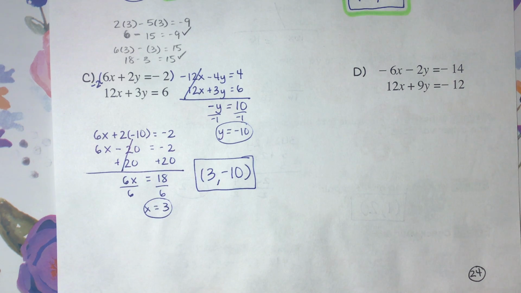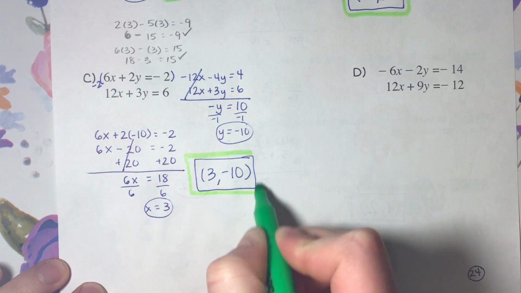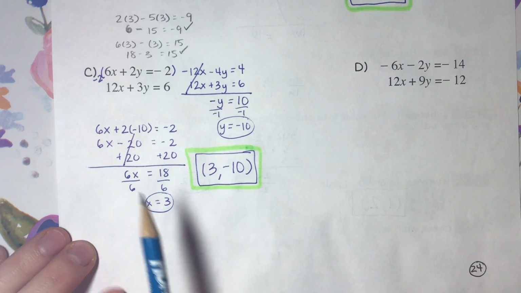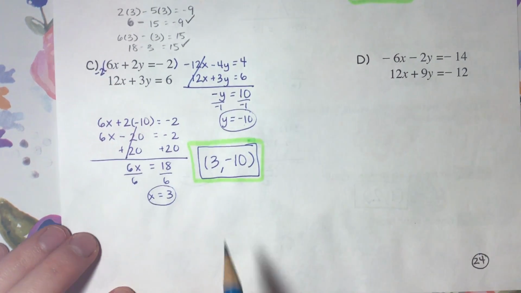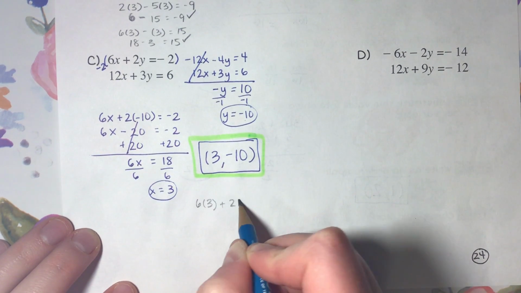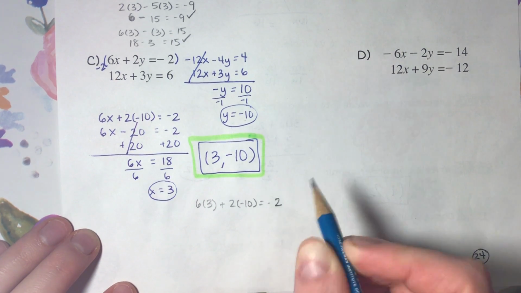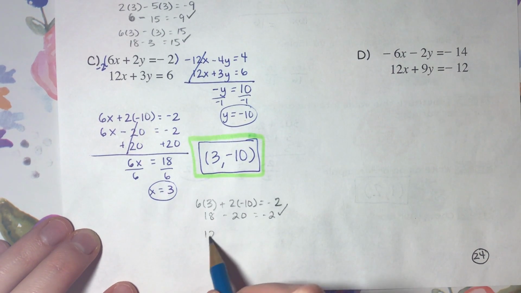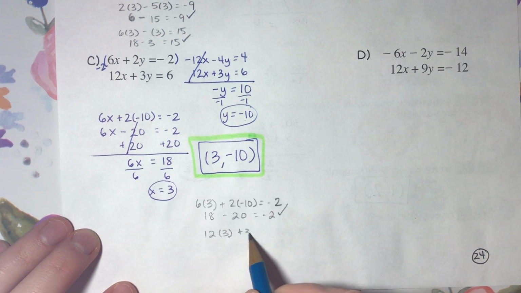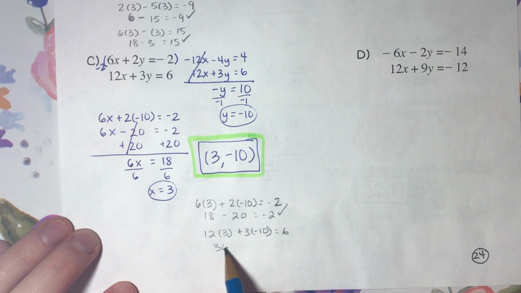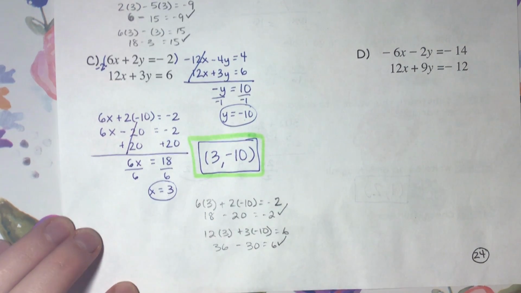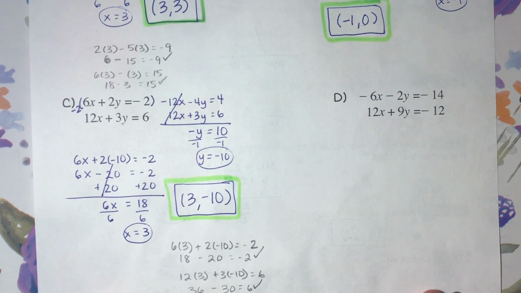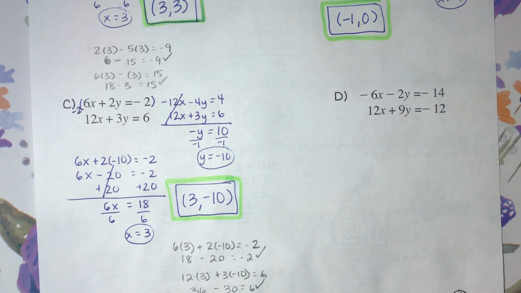Now, this problem, I could have easily made plenty of mistakes. So I want to go back and check my work. I'm going to substitute a 3 in for my x's and the negative 10 in for the y. So this is 6 times 3 plus 2 times negative 10 equals negative 2. Well, that's 18 minus 20 equals negative 2, so that's correct. Down here, this is 12 times 3 plus 3 times negative 10 equals 6. This is 36 minus 30 equals 6, and that is true. All right, so I know my answer is in fact correct. We have one more example of this style, and then we're moving on to the final type of problem for today.